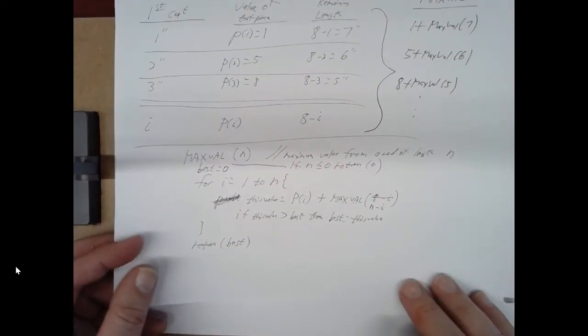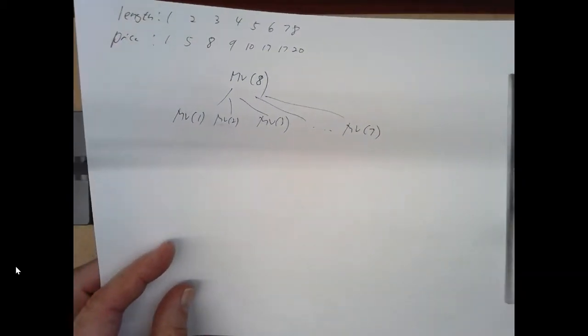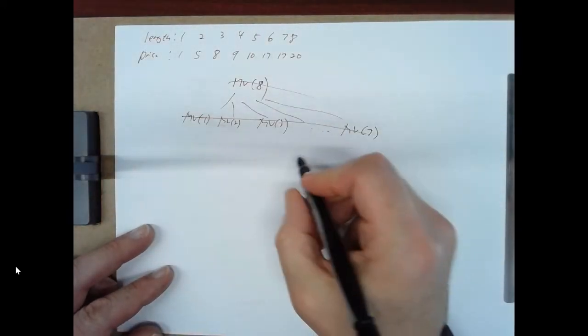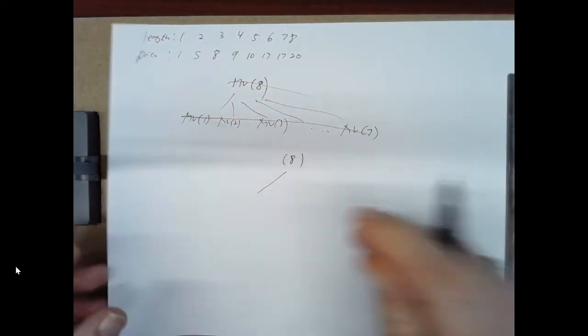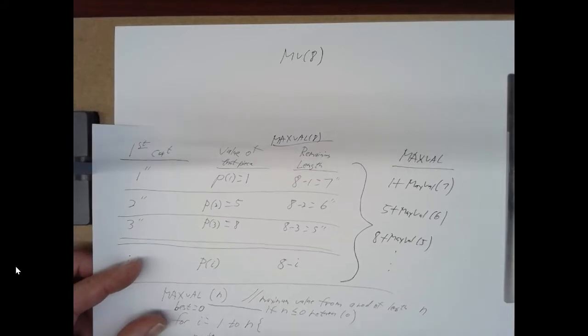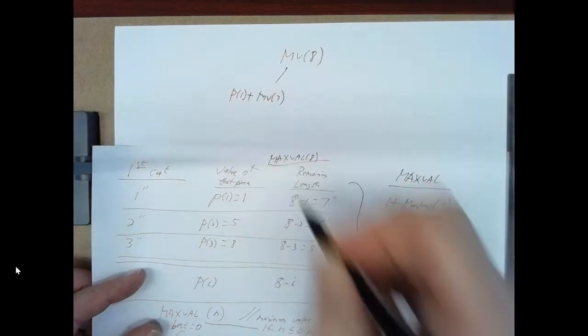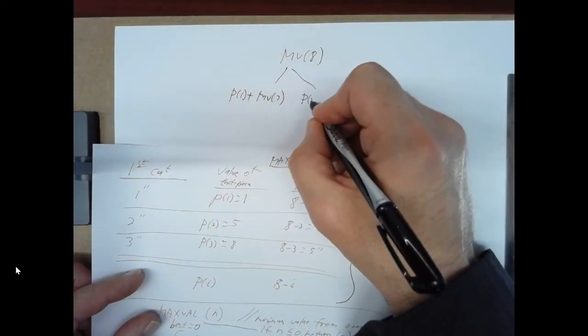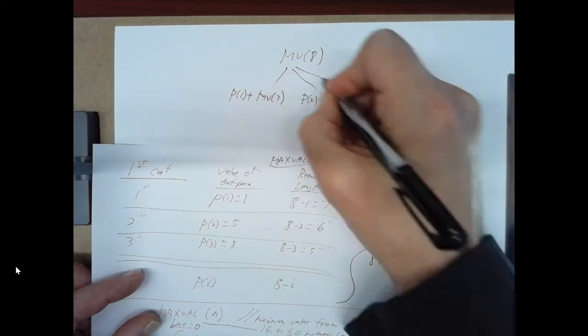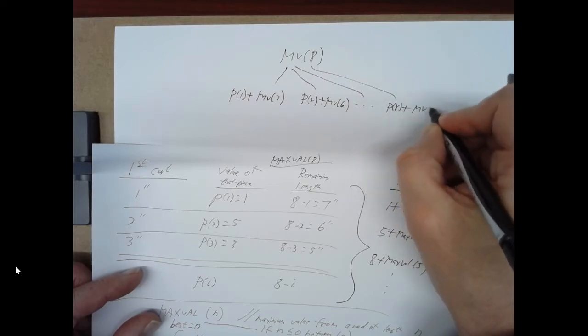Yeah, let me do this differently. So we're trying to find max val of 8. Our first iteration is going to say, let's cut a rod of length 1. So we're going to find the price of 1 plus max val of 7. This will be the price of 2 plus max val of 6, and so on, ending with price of 8 plus max val of 0.